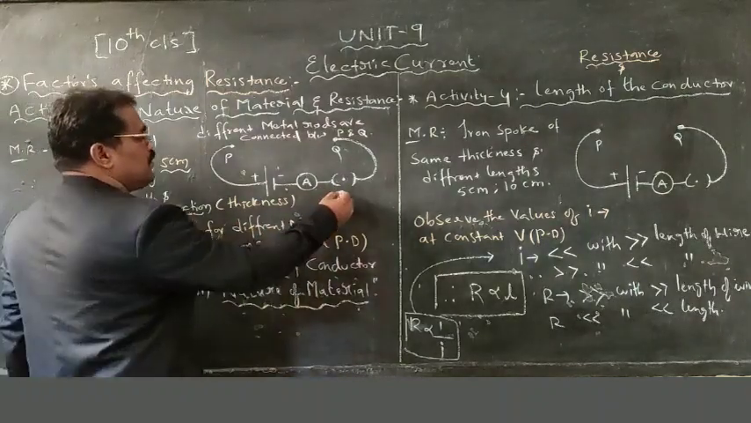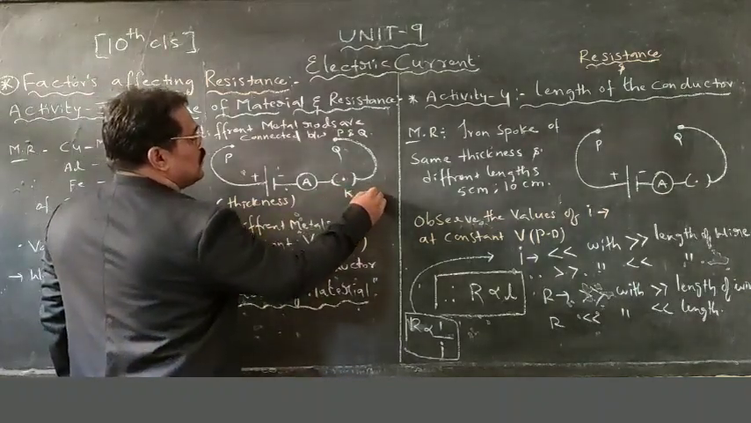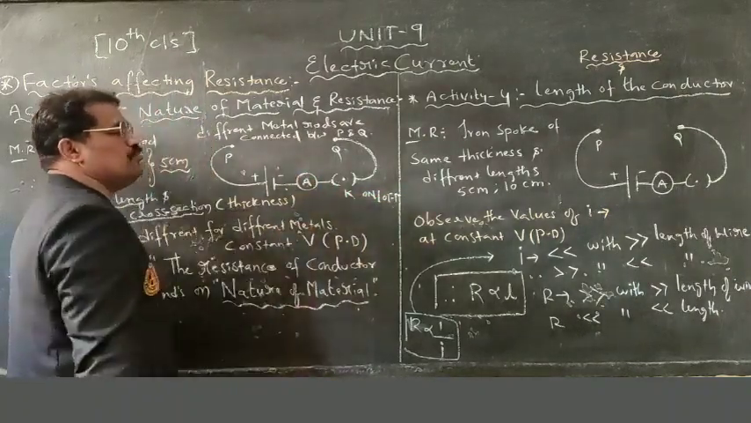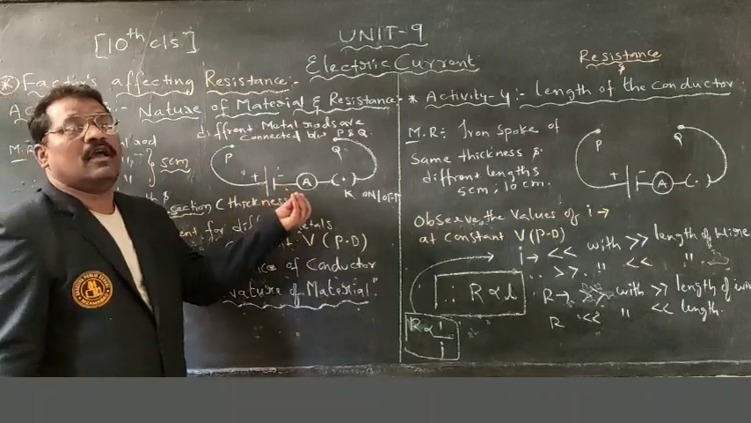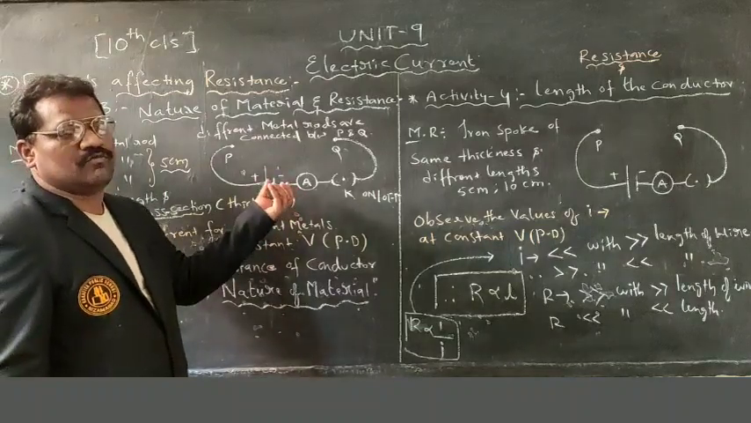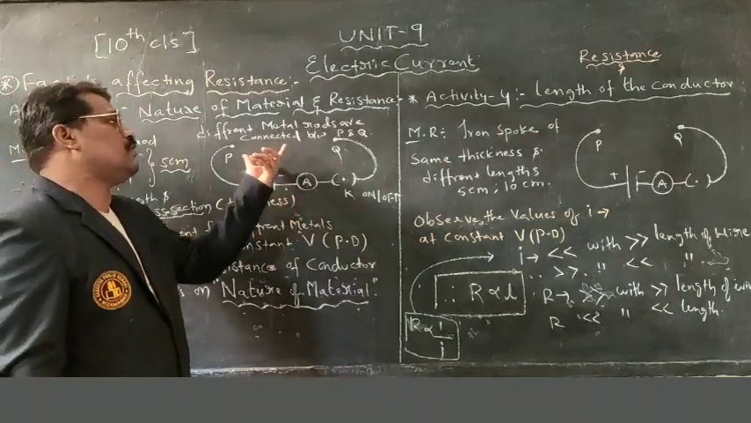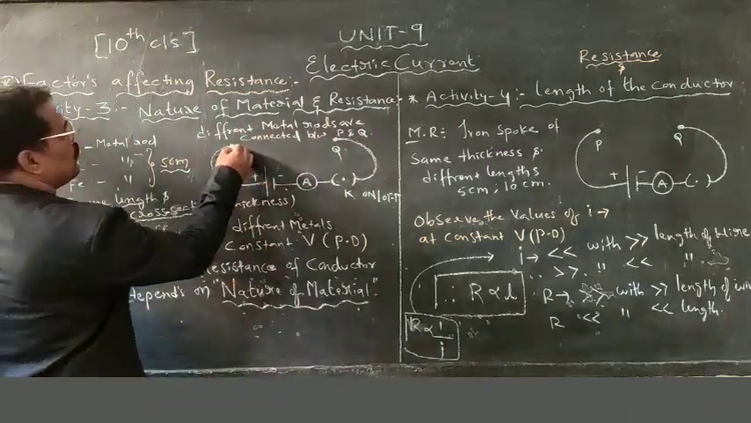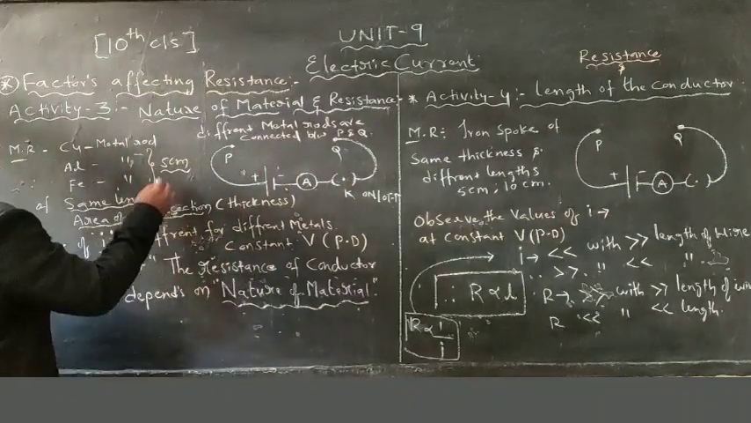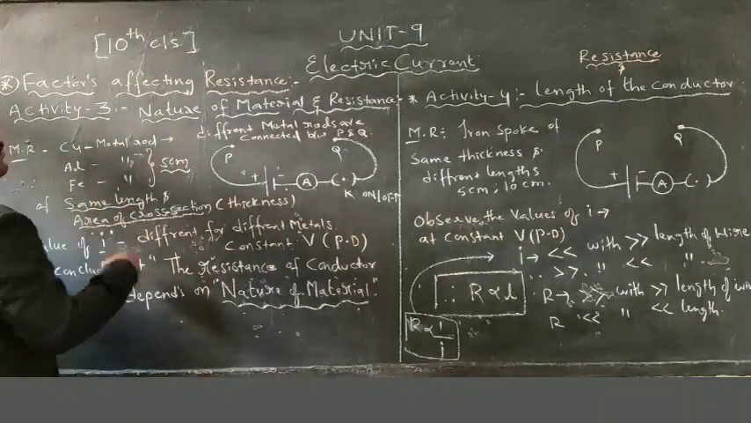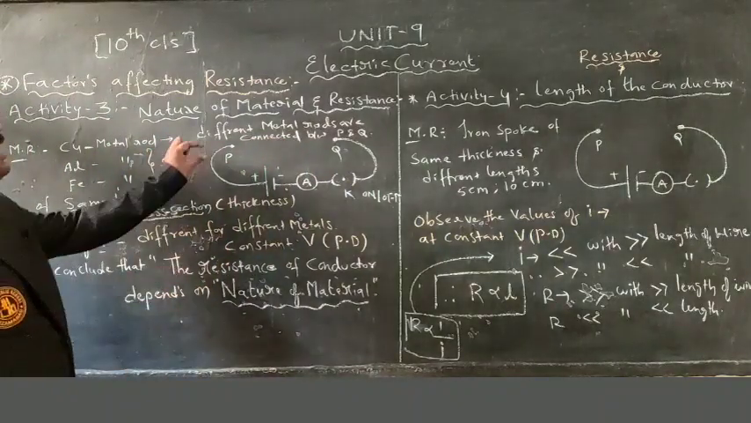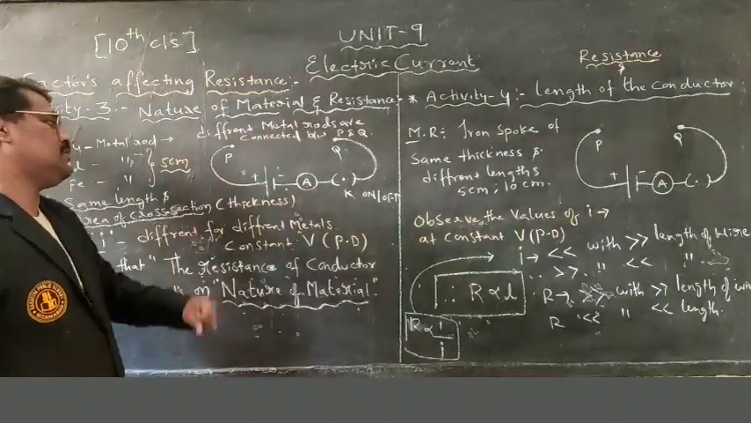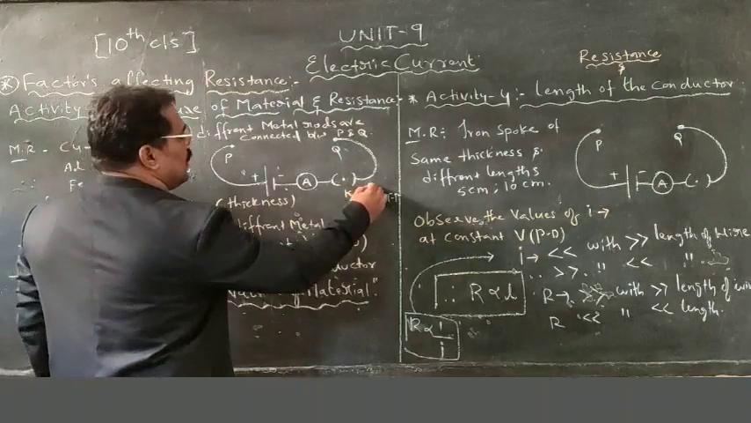The key is used to switch the circuit on or off, whereas the ammeter A is used to measure how much current is flowing through certain materials. Between these two points P and Q, what am I doing? First of all, I am taking the copper metal rod and connecting it between those two points. Then switch on the key.